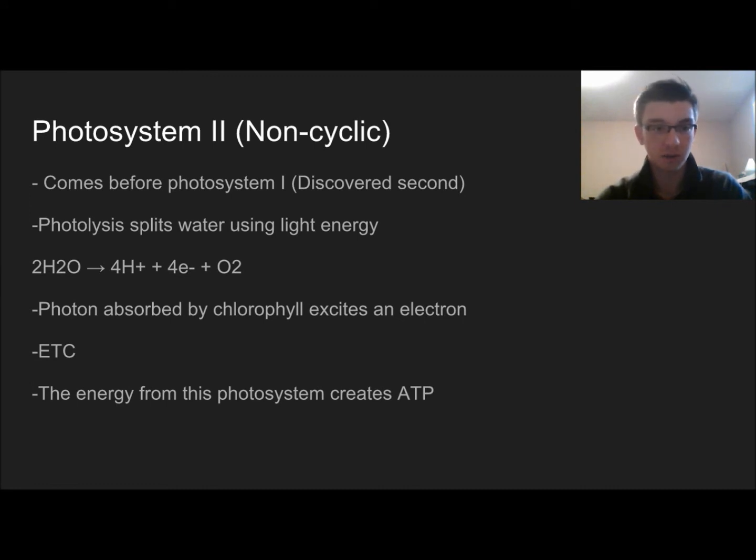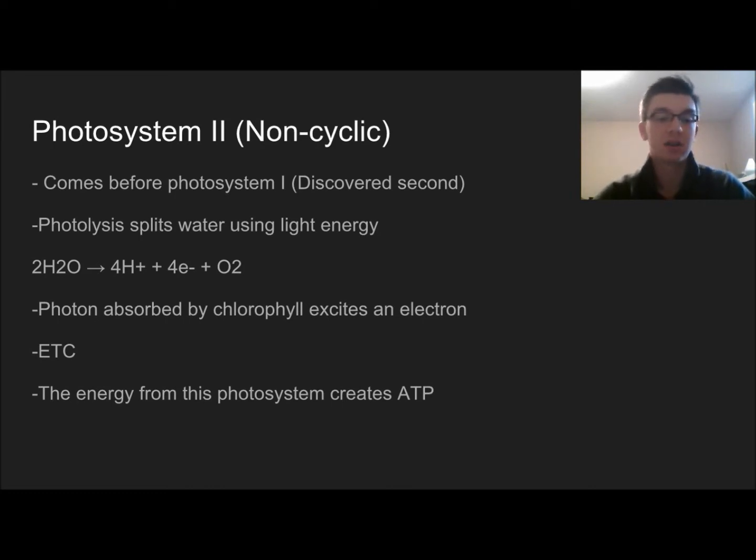It starts off when photolysis splits water using light energy. This doesn't really start it, but it's key to replenishing the electrons that are lost. So for this, we get 2 water molecules, and what those are going to give us is 4 protons, 4 electrons, and an oxygen molecule, which is excreted as waste. And that is why plants are good for the environment, because they put O2 into the atmosphere so that we can breathe in cellular respiration.